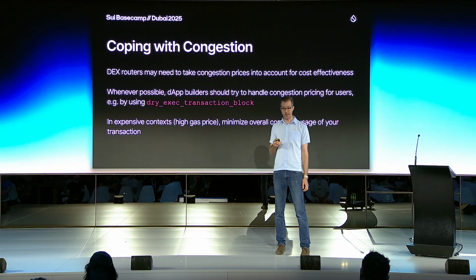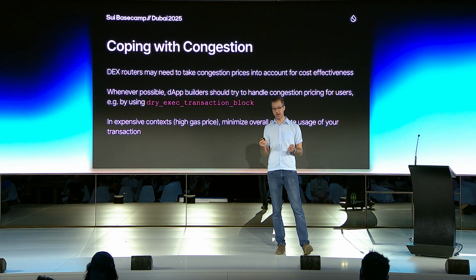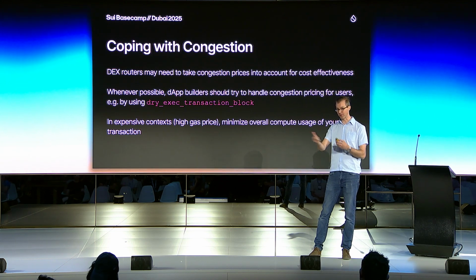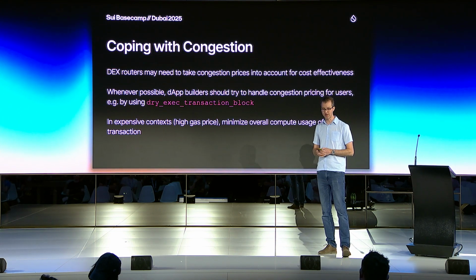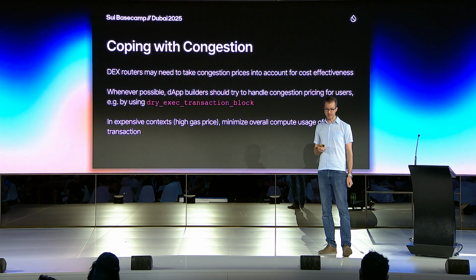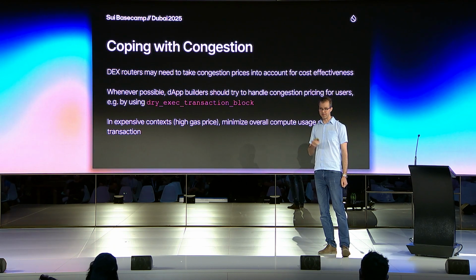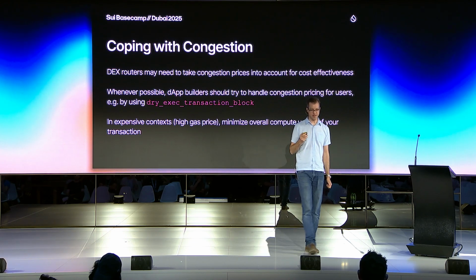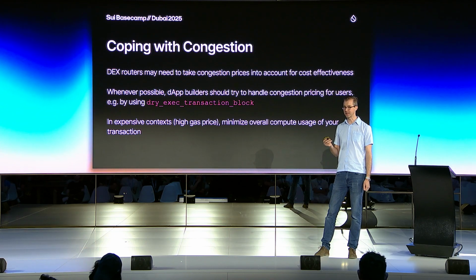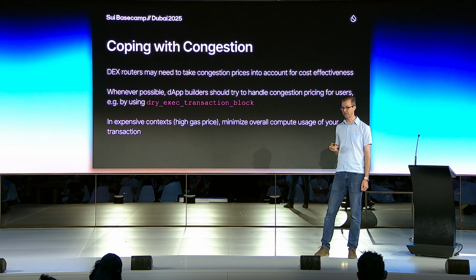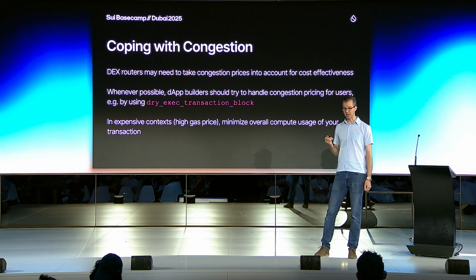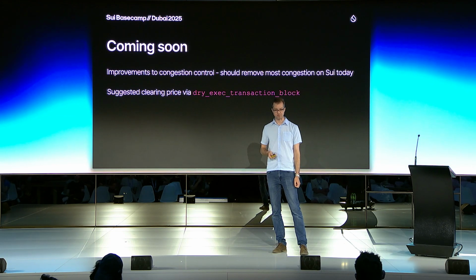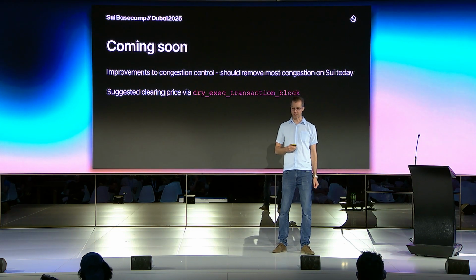Some other implications of this: DEX routers may need to take congestion prices into account for cost effectiveness. If you have to pay a high gas price bid in order to go through a certain route, it may eat up some of the savings of using that route. I think users in general, like retail users, are not going to be super aware of what's going on with this. I think it's a lot to ask of them. So DApp builders, you may want to consider taking this into account, suggesting gas prices to the users. And also, if you are writing Move code, optimizing your Move code will actually make things cheaper even in the presence of congestion.